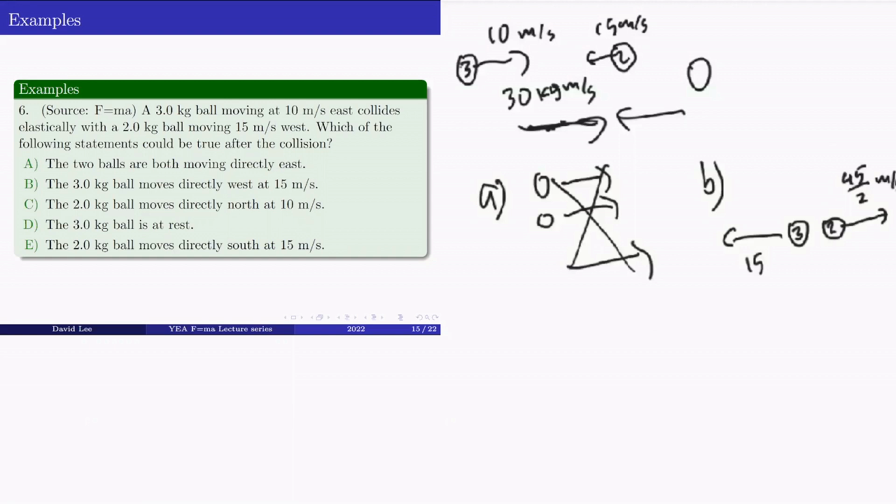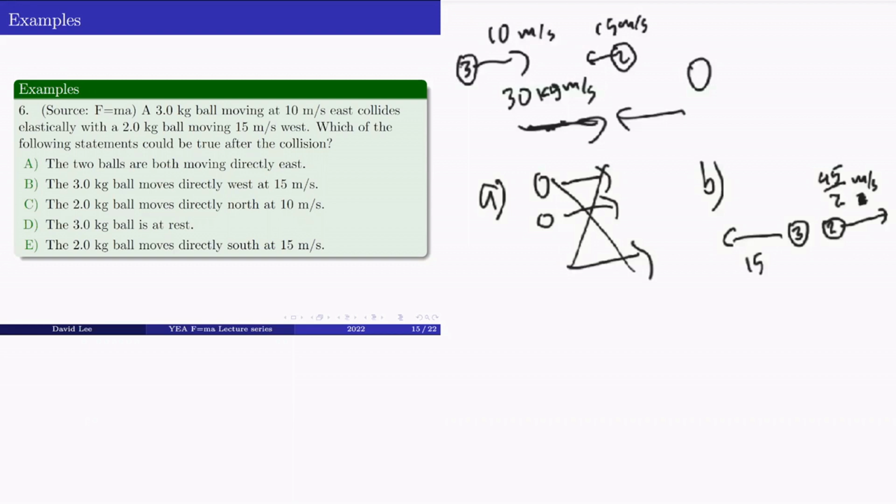Okay, but why is this a problem? Well, is kinetic energy conserved here? And actually, the answer is no, it's not. In this collision, kinetic energy actually increased because if you think about it, the 3 kilogram ball went from 10 to 15 meters per second, right? So that's an increase of speed. That's also an increase of kinetic energy. And same thing with the 2 kilogram ball. It went from 15 to 45 halves, which is 22.5 meters per second. So that would also be an increase in energy. So there's a net increase in energy in this case.